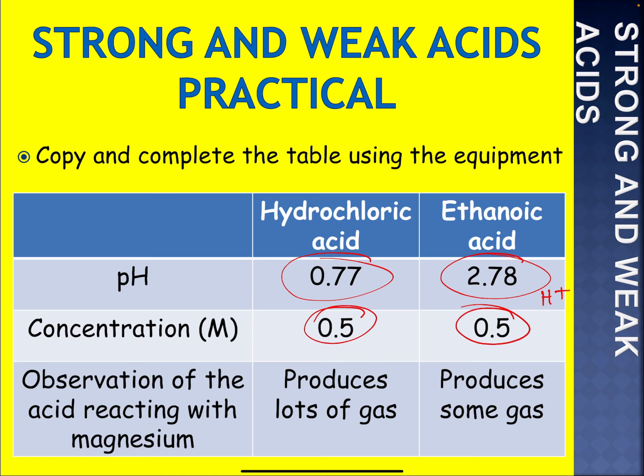Concentration is the same, but look at the difference. When you react them with magnesium, that produces lots of hydrogen gas, whereas that produces some hydrogen gas. And the reason is because the hydrochloric acid is a stronger acid than ethanoic acid. Hydrochloric acid has a high concentration of H plus ions, whereas ethanoic acid has a low concentration of H plus ions. If we move on.